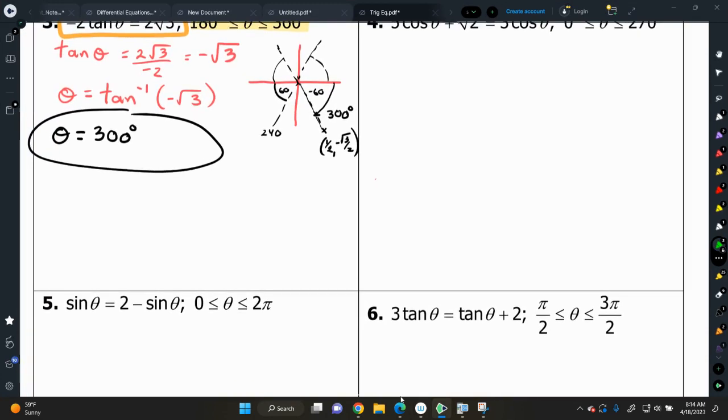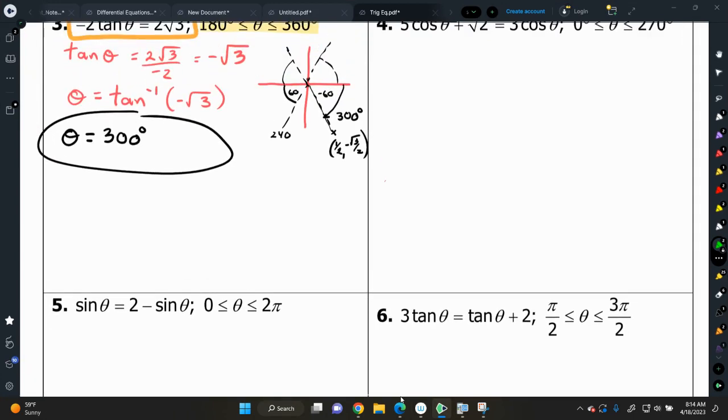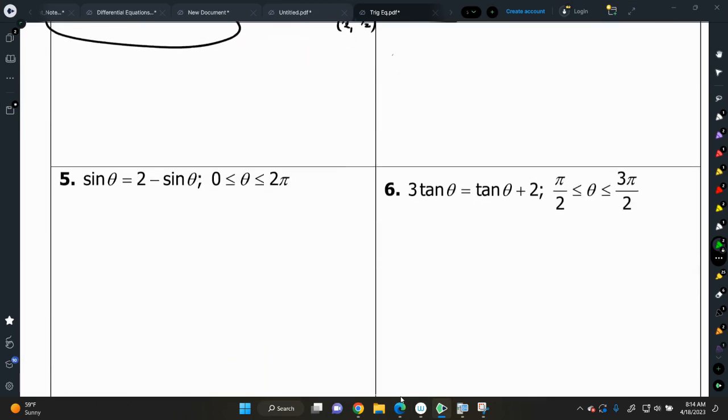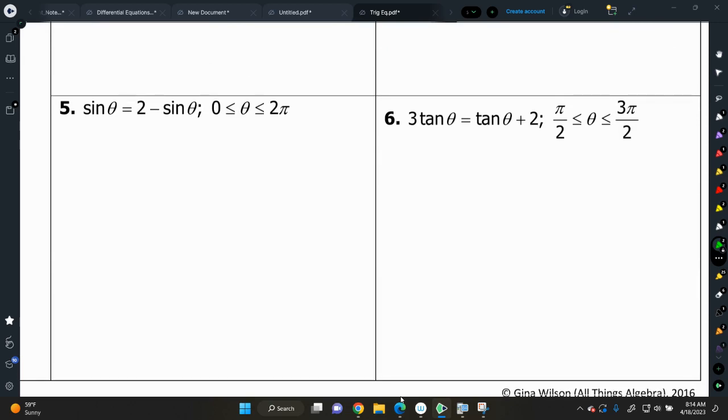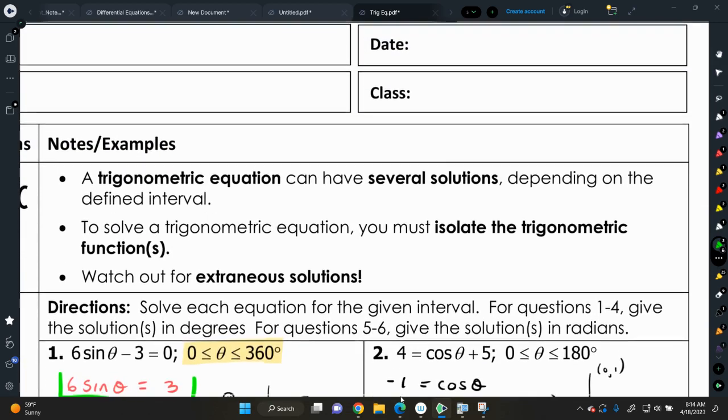Okay. Yes. What do the directions mean when they say watch out for extreme solutions? Okay. So in other words, if you get a solution that looks like a solution but is not, that's not going to happen on numbers 1 through 6.